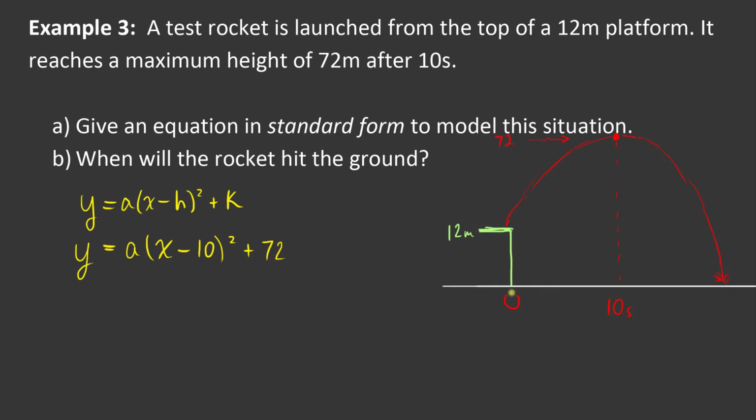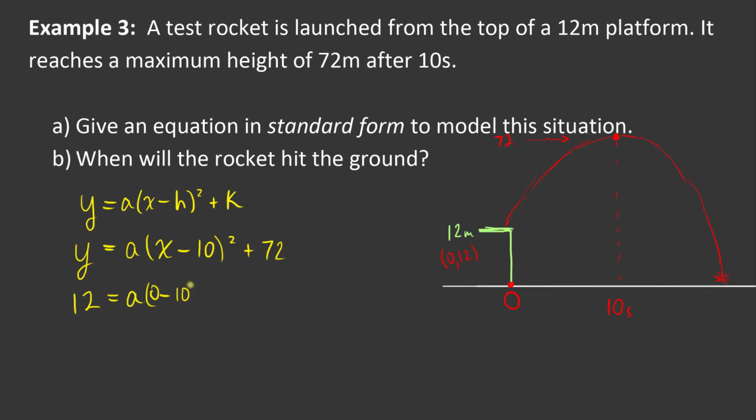The rocket was launched at a time of 0. Pretty much all of these scenarios occur at either a distance or a time of 0. You wouldn't start the stopwatch until the rocket actually launches. So this is the point right here. This is the point 0, 12. That rocket was on top of a platform, and at 0 seconds, it was 12 meters high, and then it was launched. So I have another point that I can plug in. I have an x of 0 and a y of 12.